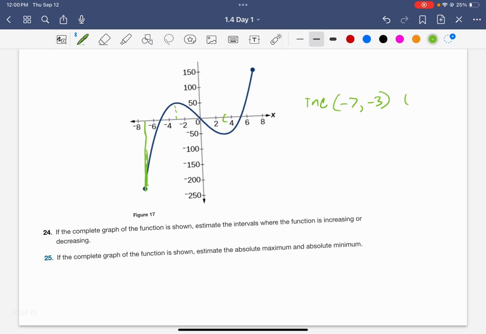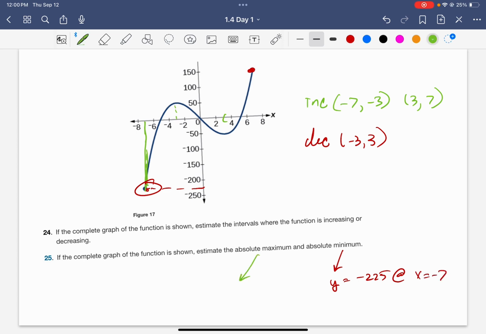And then this is going to be from 3 to 7. Thank you. And then decreasing is going to be from negative 3 to 3. Right? Notice I stopped because I had the dots. And then it says absolute min and absolute max. The absolute minimum, it looks like you get an absolute minimum of y is equal to negative 225, and it occurs at x is equal to negative 7. It looks like you have an absolute maximum of y is equal to 150 at x is equal to 7.